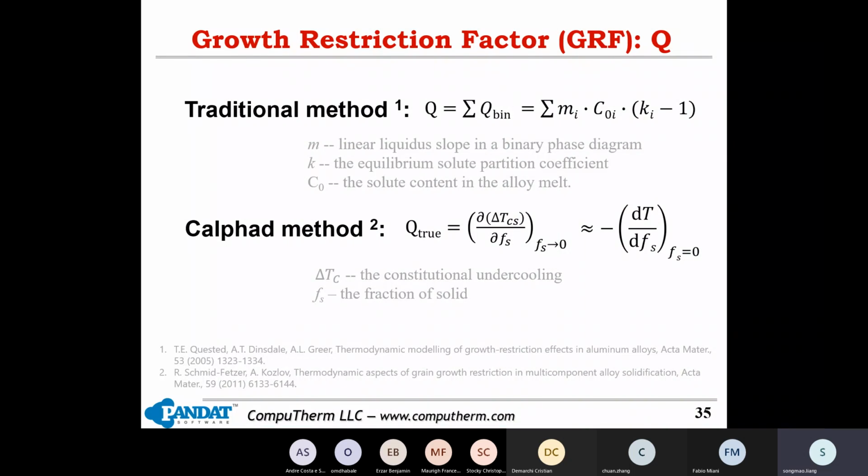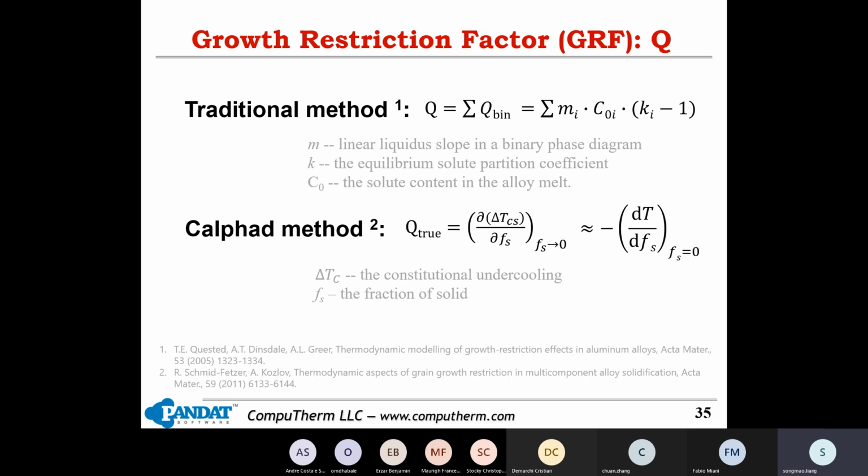Traditionally, it is based on the phase diagram. And actually, the Q from all these parameters, m, c, k, is from the binary phase diagram. The m refers to the liquidus slope, the c is the composition or the solute content, and the k is the partition coefficient.